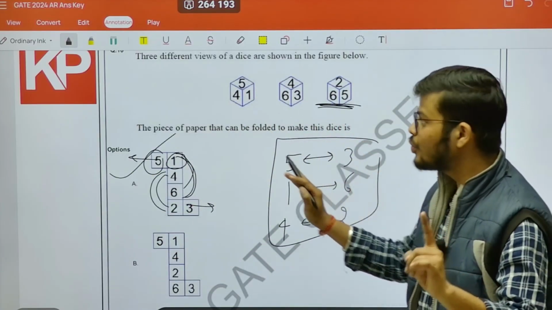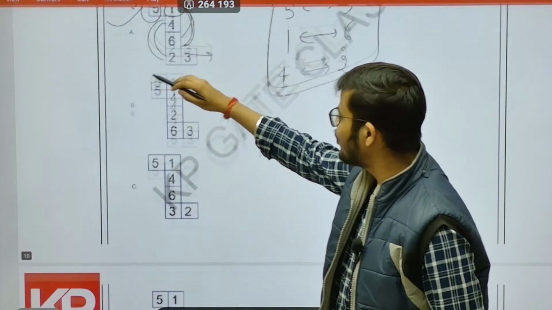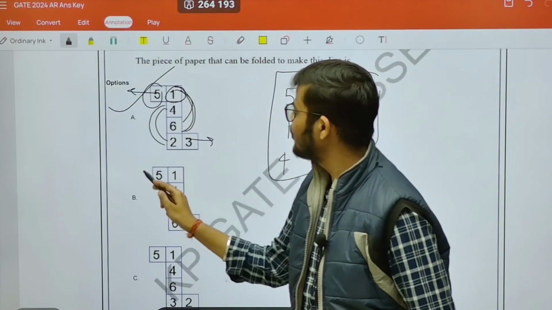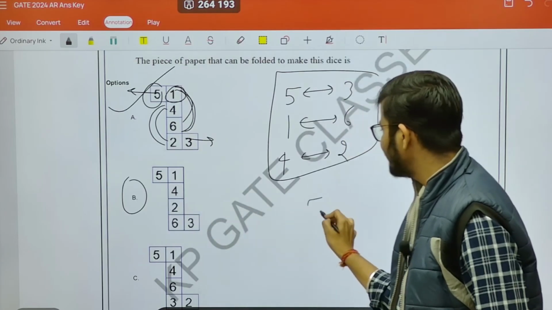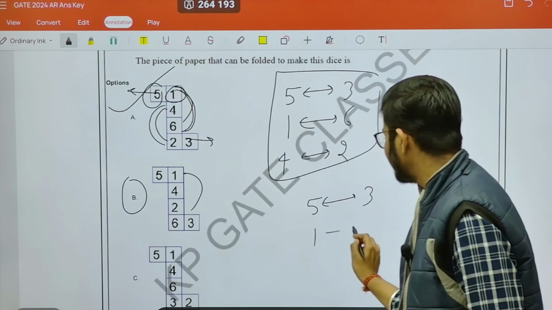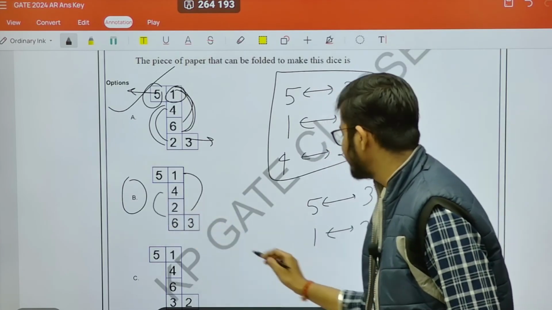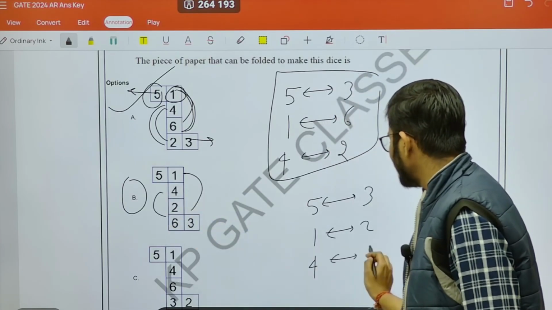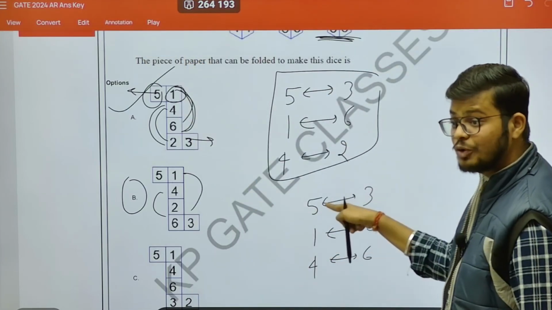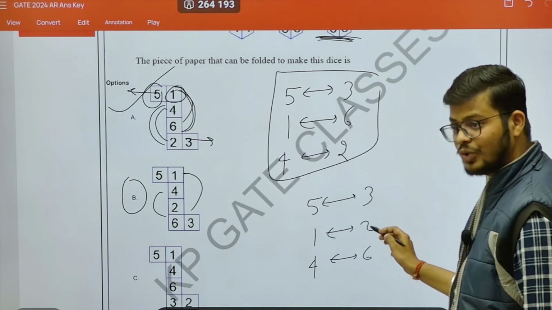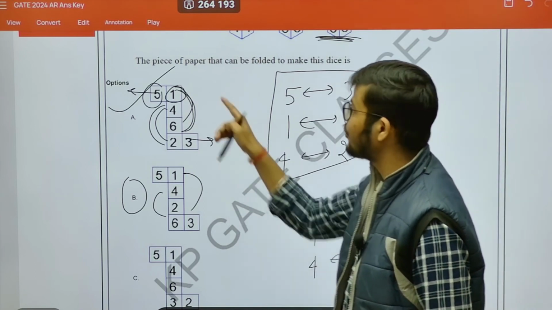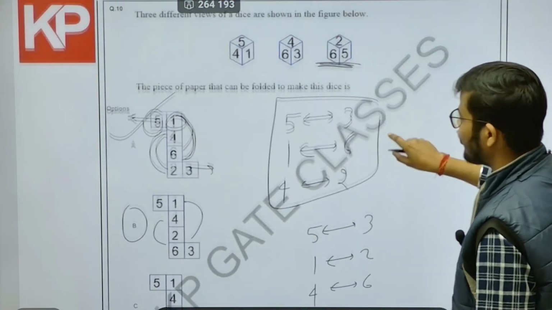Now if you want to have more understanding about this question, we are going to check option number B. According to option B, opposite to 5, 3 should be there. We can write it like this. Opposite to 1, 2 should be there. Then after that, opposite to 4, 6 should be there. Now we are going to check like this. That means if 5 is visible, 3 should not be visible. If 3 is visible, 5 should not be visible. If 1, then not 2. Then 2, not 1. If 4, not 6. If 6, not 4. That is what we are going to check in option number 2.